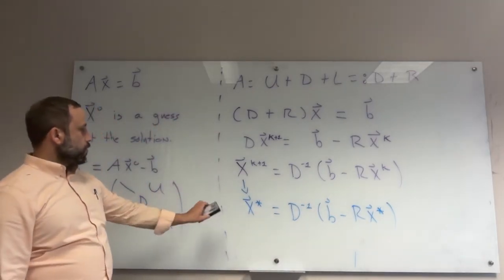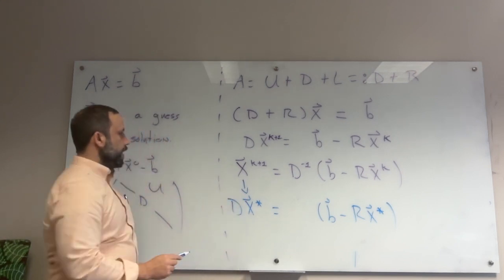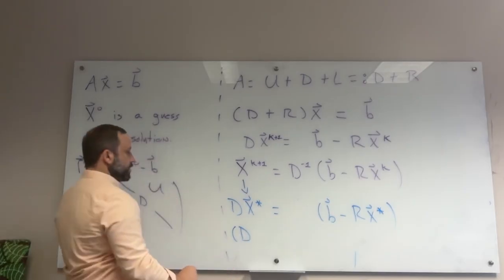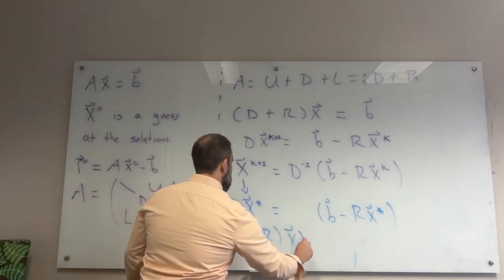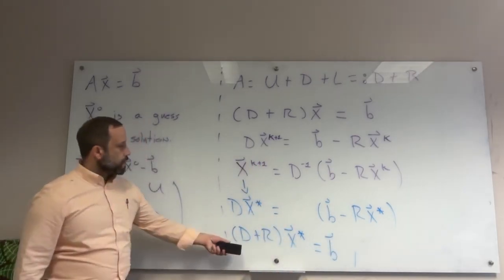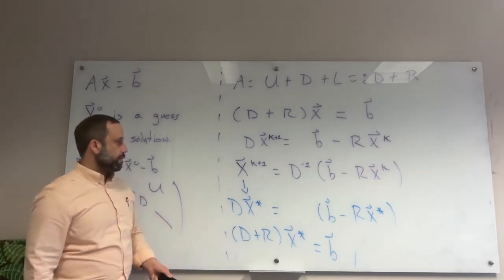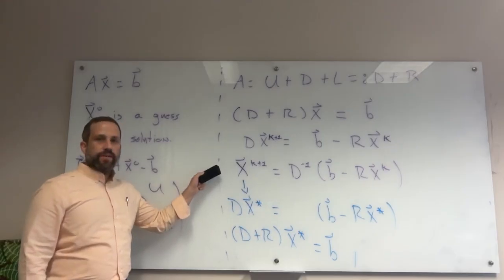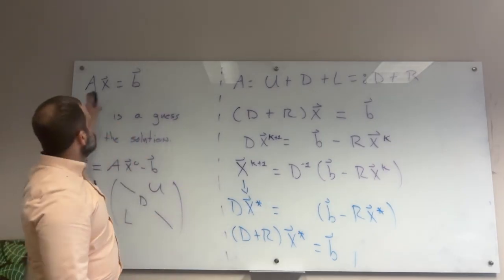If I multiply both sides by D, I'm going to get this. If I add R times x star to both sides, I'm going to get (D plus R) x star is equal to b. But D plus R is just A, and so this equation says A times x star is equal to b. So what it says is that if the sequence defined this way converges to a vector, that vector is going to be a solution to this equation right here.